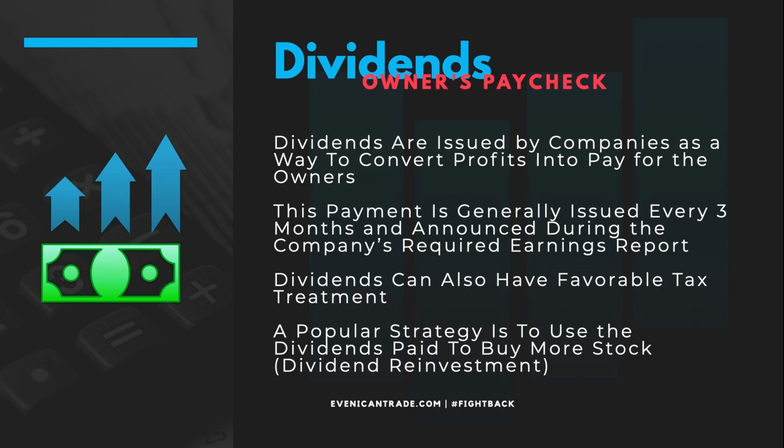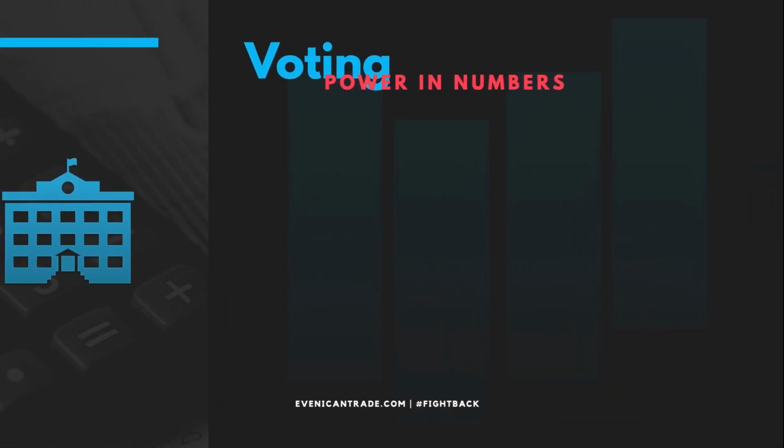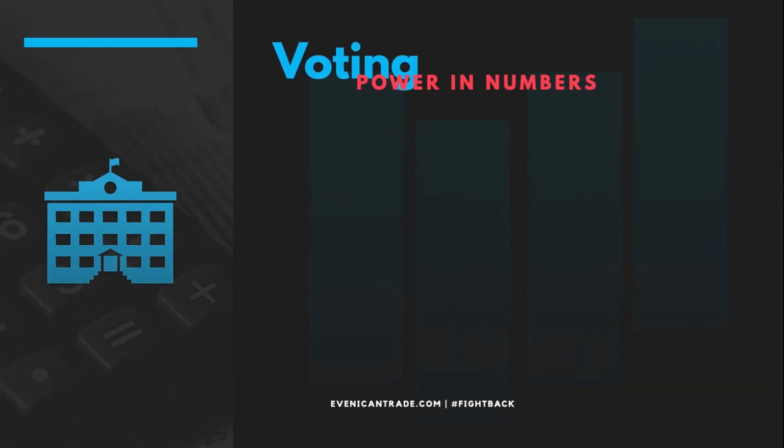And a popular strategy that a lot of investors employ is to use those dividends to buy more of that same stock, that same company stock. This is referred to as a dividend reinvestment plan, or a DRIP plan. So keep that in mind as we move to voting.